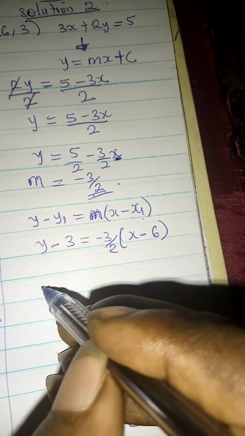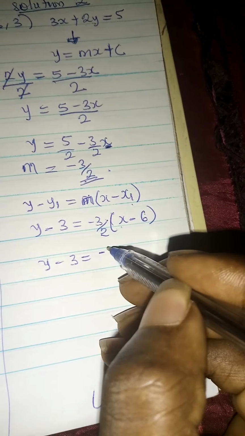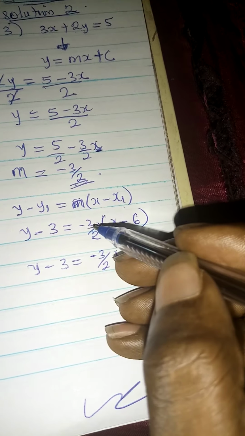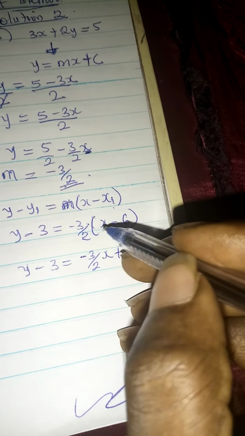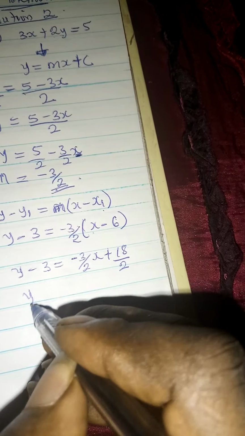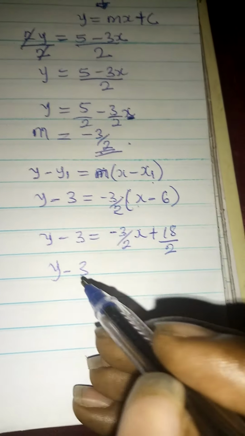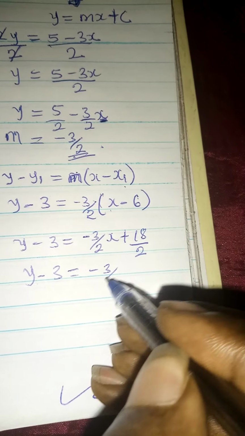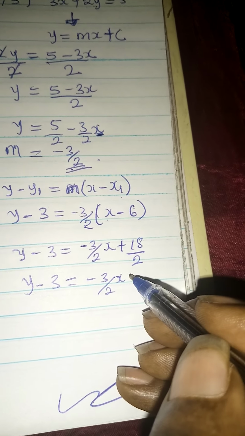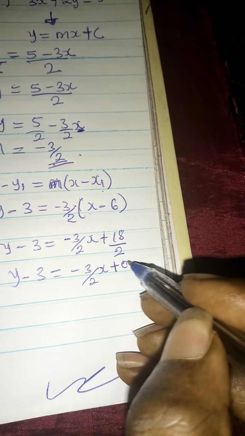6. So we have y minus 3 equals to minus 3 over 2 times x minus 3 over 2 times minus 6. Minus times minus is plus. 3 times 6 is 18 over 2. So we have y minus 3 equals to minus 3 over 2x plus 18 over 2, that is 9.